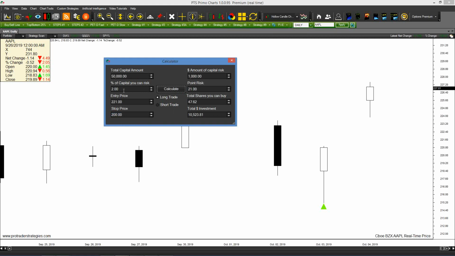Let's go back to the parameters again. Let's say we risk 2%. We're entering at 221, and our risk is at 215. Okay, so we calculate. We can purchase 165 shares, let's say, okay, 165. Now, remember we entered at 221.